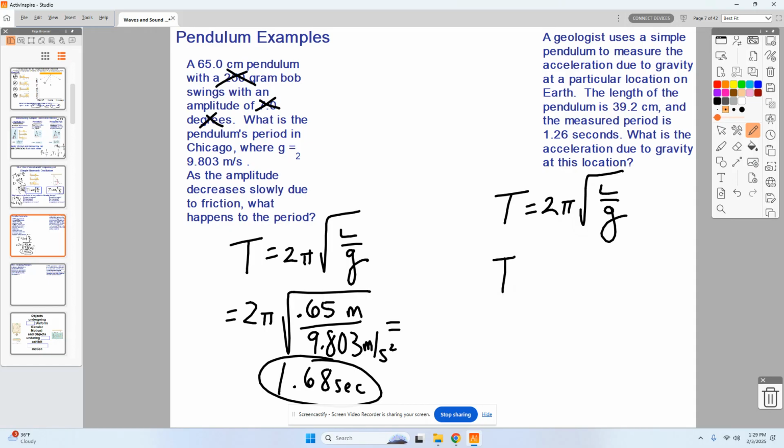Square both sides first. G's in the denominator, so make sure you deal with that.